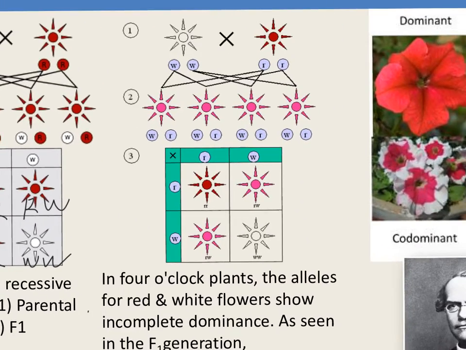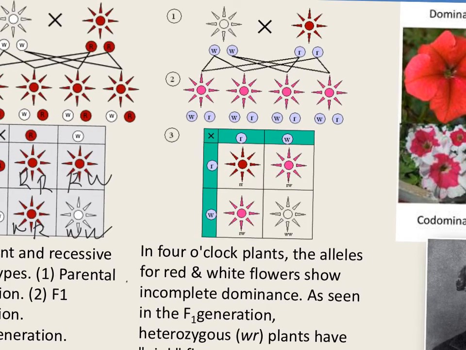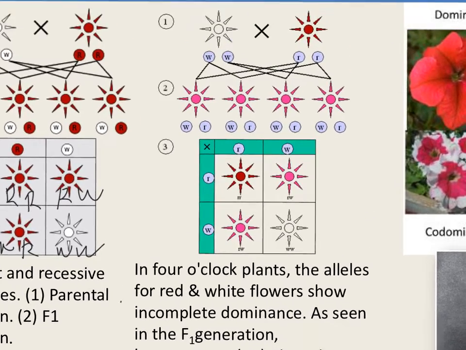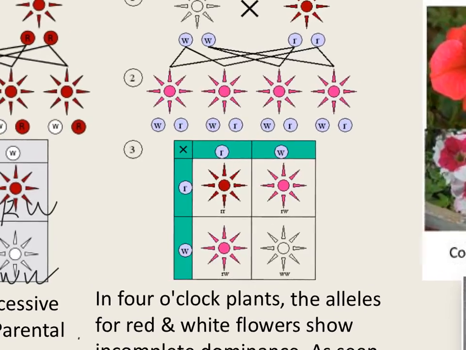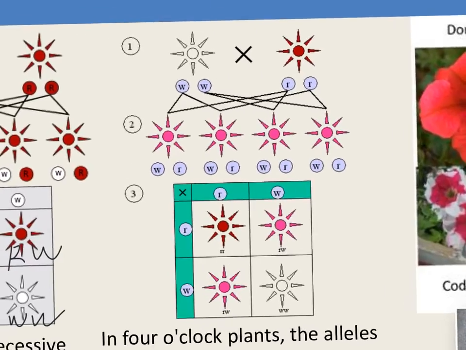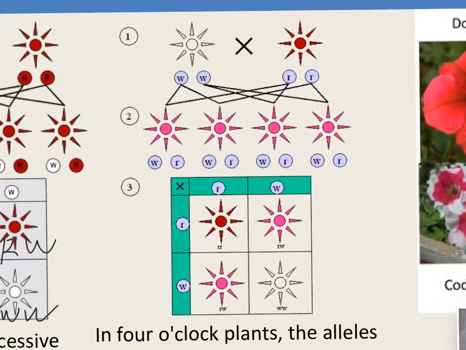Now, so that's dominance. Now we have something called incomplete dominance here. And again, we start with the same parents. Parents are WW on the left, RR on the right. They're the same thing, but instead of being all red, now it's kind of like blending. So it's all pink during the F2 generation.